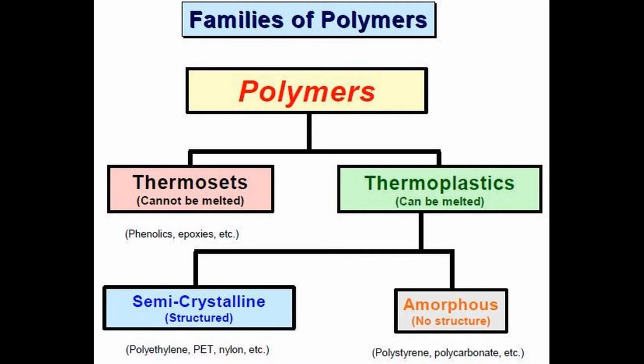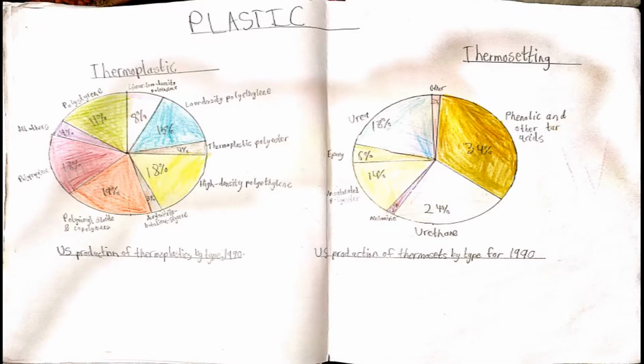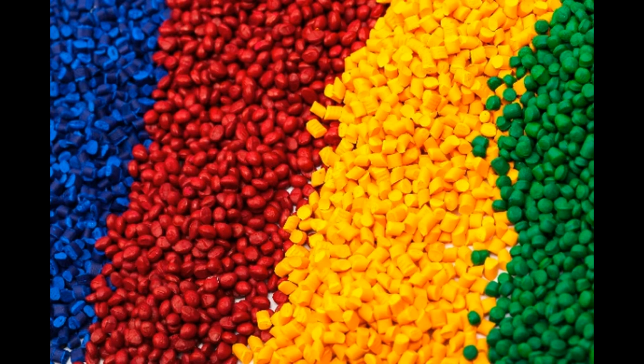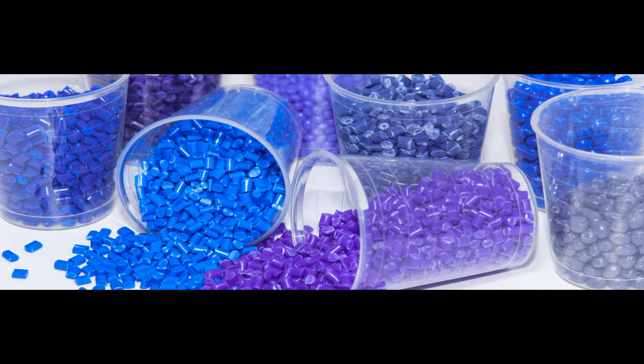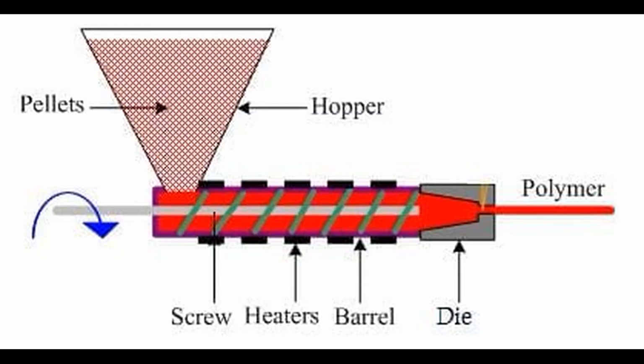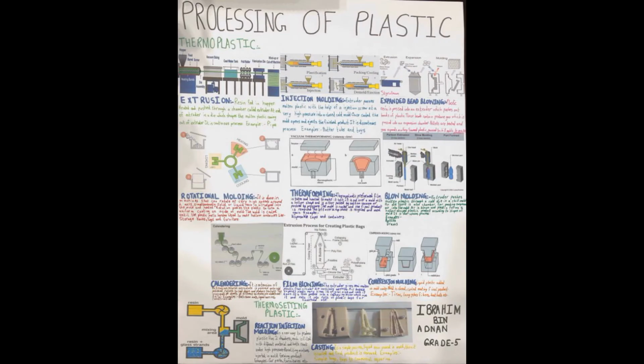Plastics can be either thermoplastics or thermoset, and each has its own processing processes. Thermoplastic is made through extrusion, calendering, film blowing, injection molding, blow molding, expanded bead blowing, rotational molding, compression molding, and thermoforming, while the thermoset is made through casting and reaction injection molding.